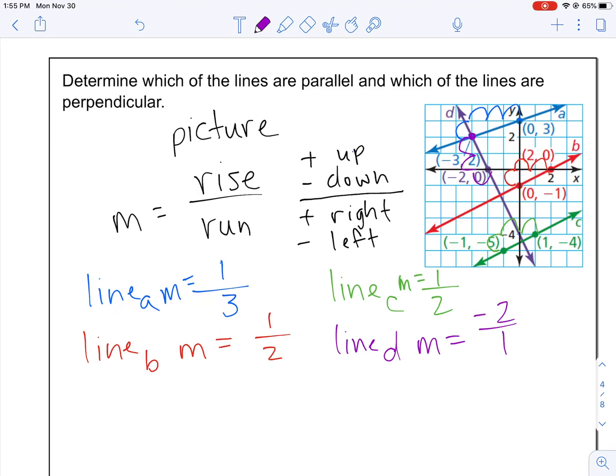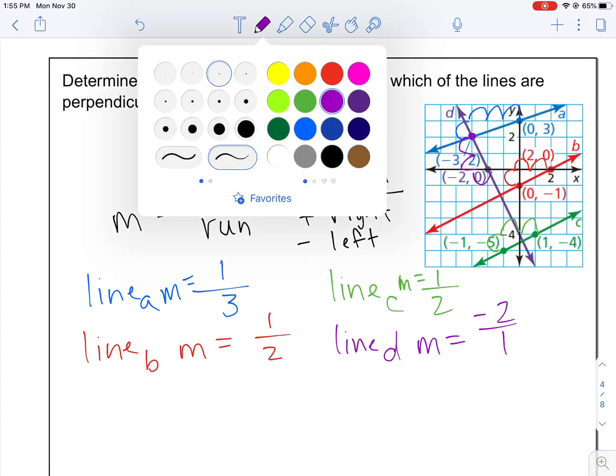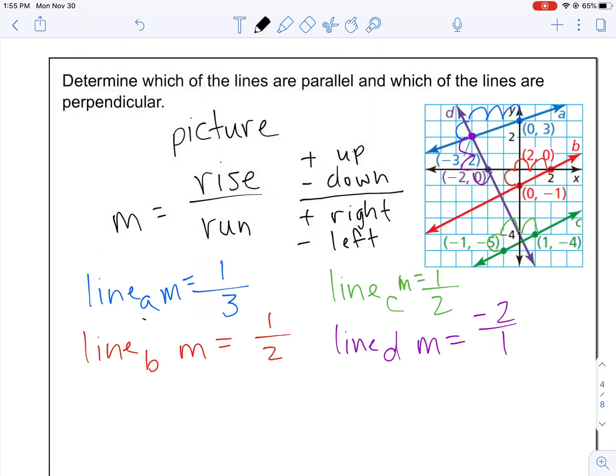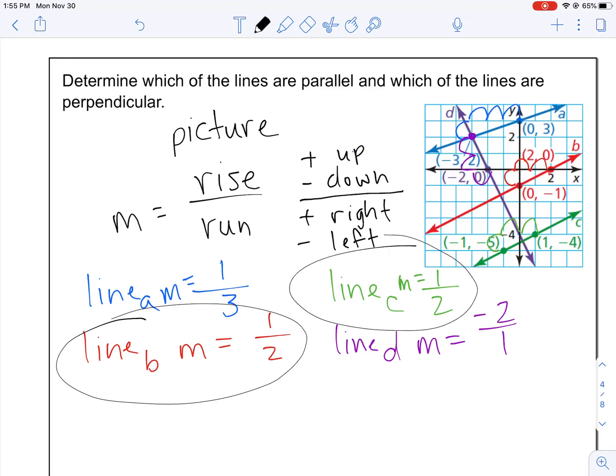Now what it asks is which lines are parallel and which ones are perpendicular. Well, parallel would be the same slope. So I notice that line B and line C both have a slope of 1 over 2. So I know that line B is parallel to line C.